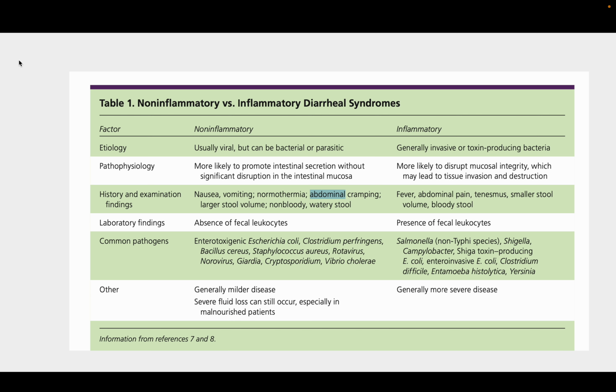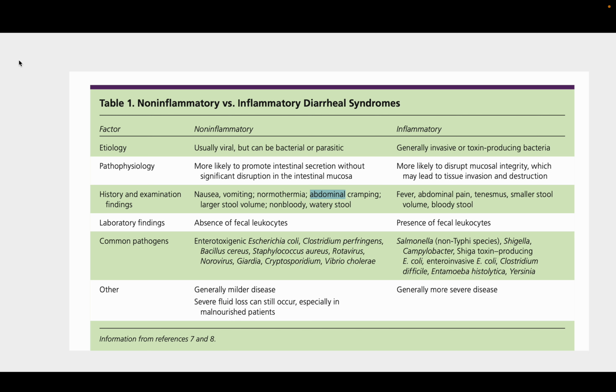These non-inflammatory diarrheas generally don't invade the circulation. They mostly stimulate intestinal secretion, so it is a secretory kind of diarrhea. But inflammatory ones disrupt the intestinal epithelium. Non-inflammatory diarrheas have nausea, vomiting, and generally no significant fever, as I told. But inflammatory ones have mostly fever, abdominal pain, and also bloody stools. Those are the classical symptoms of inflammatory diarrhea.